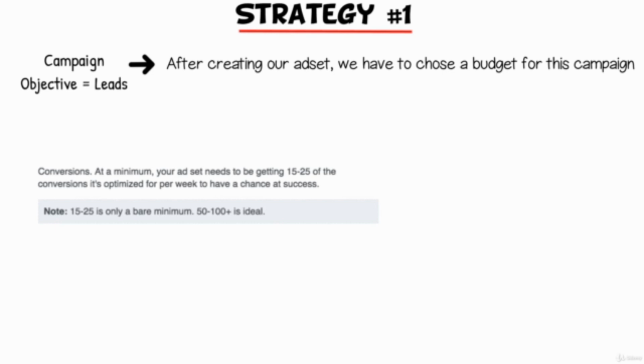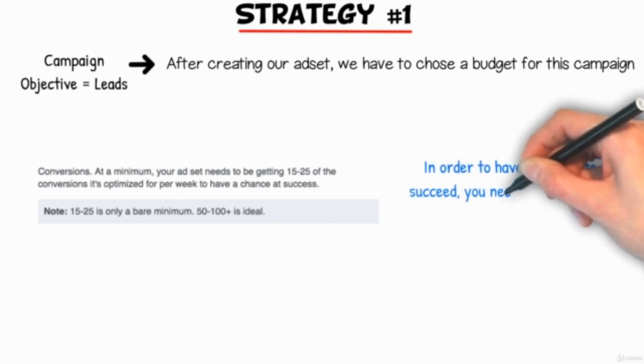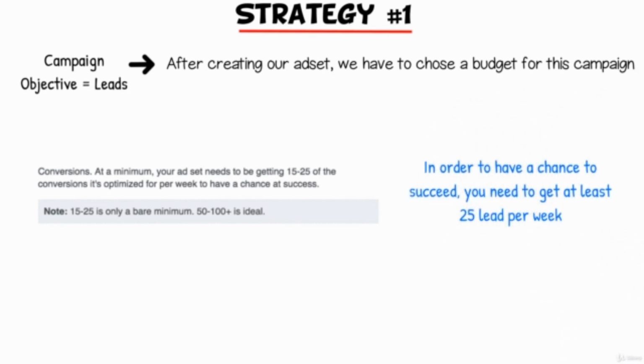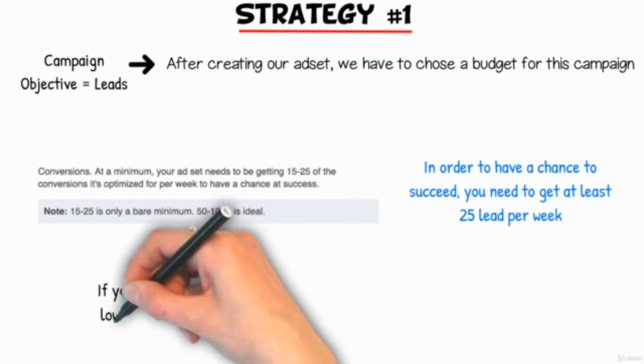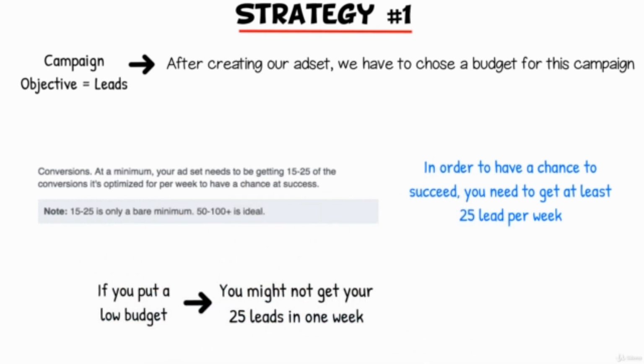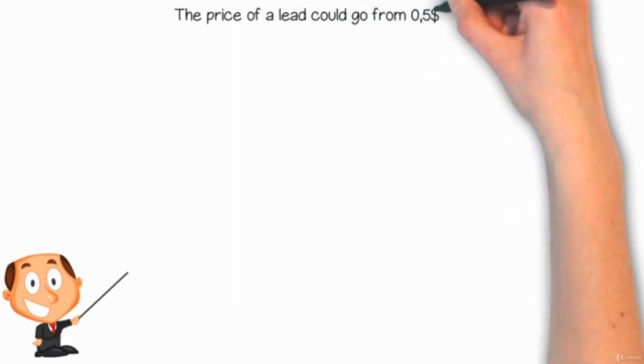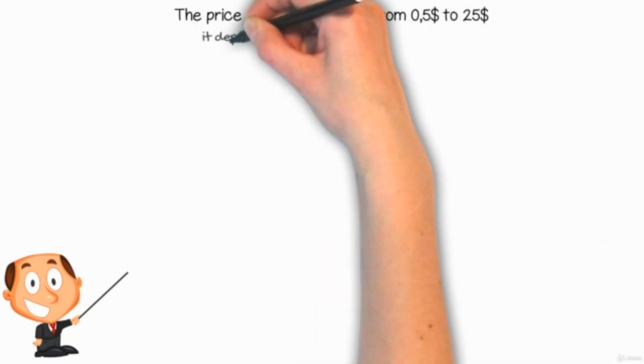At a minimum, your ad set needs to be getting 15 to 25 of the conversions it's optimized for per week to have a chance at succeeding. In order to have a chance to succeed, you need to get at least 25 leads per week. So if you put a low budget, you might not get your 25 leads in 1 week, and then your campaign will fail. The price of a lead could go from $0.5 to $25.